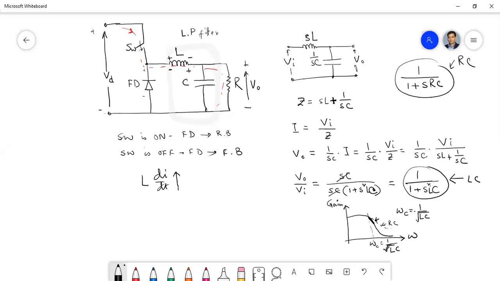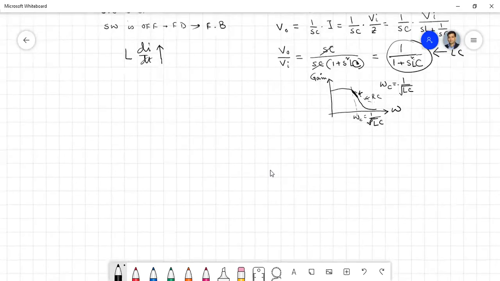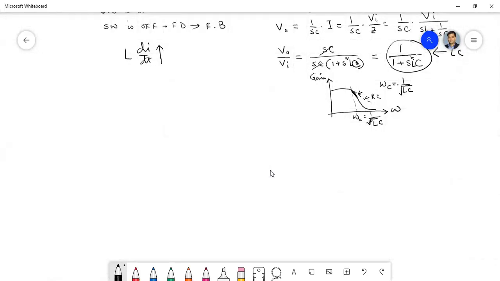Okay, so the duty ratio, the thing which we have to control the output voltage, isn't it? So we have seen that V0 equals D into Vd. So to change this output voltage, we have to change the duty ratio. So how is this duty ratio controlled? There are two different ways by which the duty ratio can be controlled.